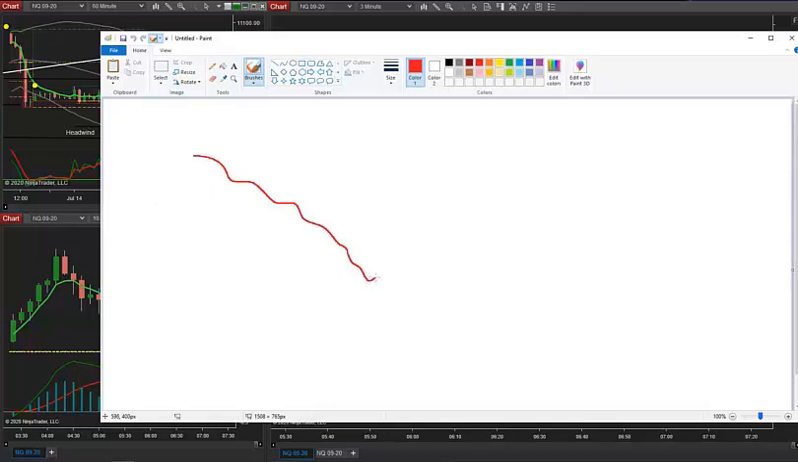Then at some point, it's going to have a more significant pullback. And then it'll go down. And then it'll start doing this, up and down. This is easy money. This is hard money.